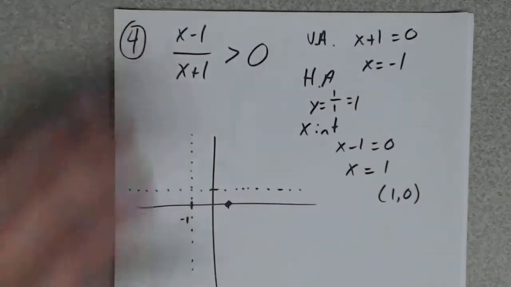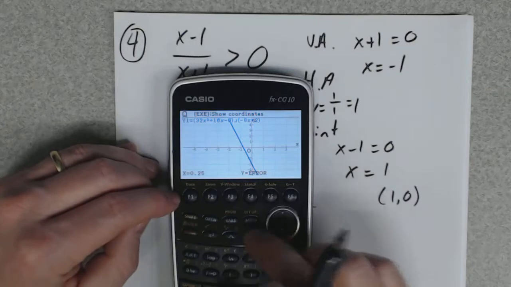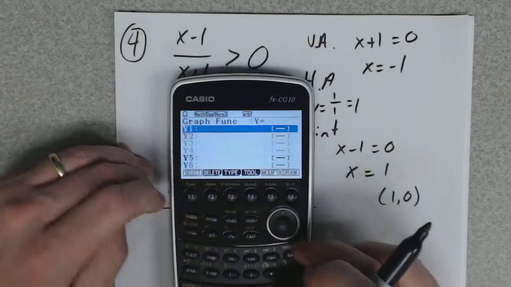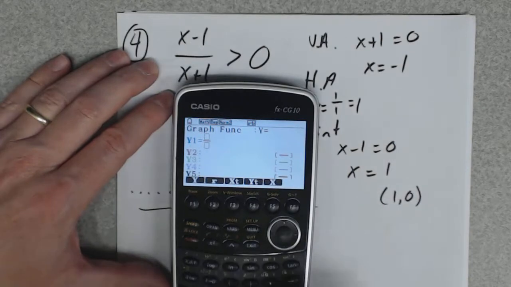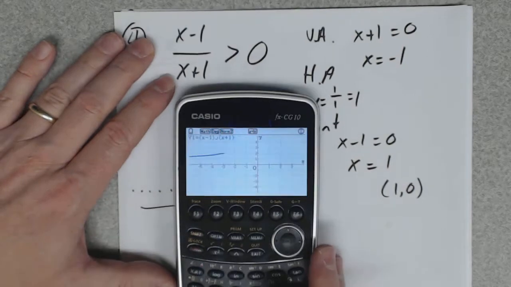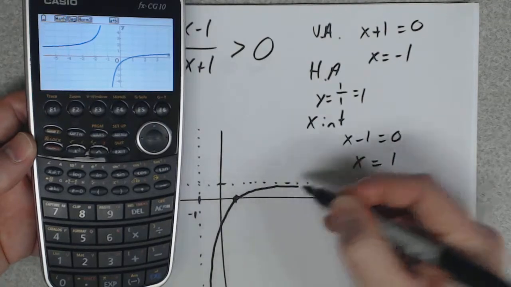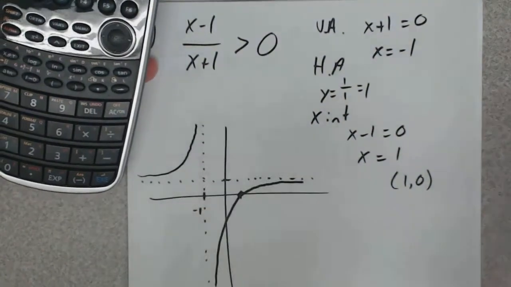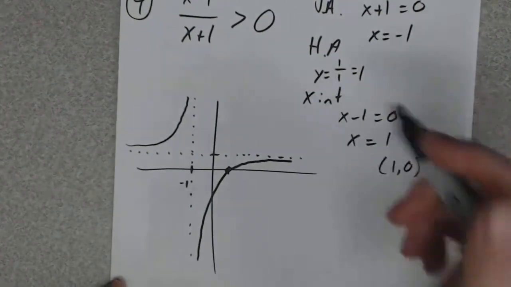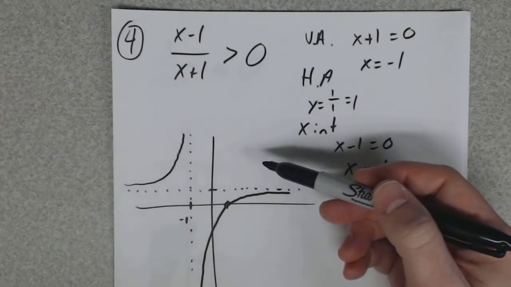Now if you use your graphing calculator, you can fill in the rest. I'll use my fancy Casio here. x minus 1 on top, x plus 1 on the bottom. And there she is. It flows up like this, and then flows around like this. Now you need to know, where is the graph greater than 0? Where is this graph bigger than 0? Where is it above the x-axis?